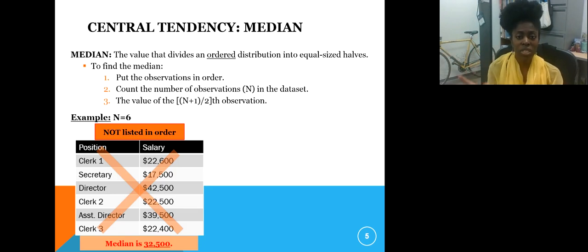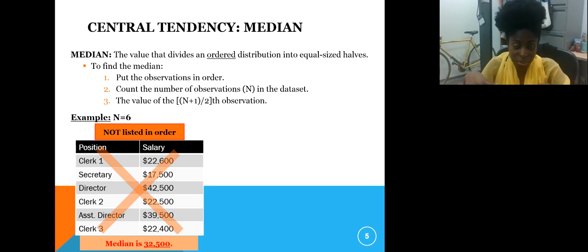And then we count the number of ends. In this case, we had 6. We did the equation 6 plus 1 is 7, and 7 divided by 2 gave us our 3.5. That's why we went 1, 2, 3, 1, 2, 3, and then we counted in the middle. We needed the halfway point, right? So that halfway point we thought would be 32,500. But because we didn't do the first step, that answer is incorrect.